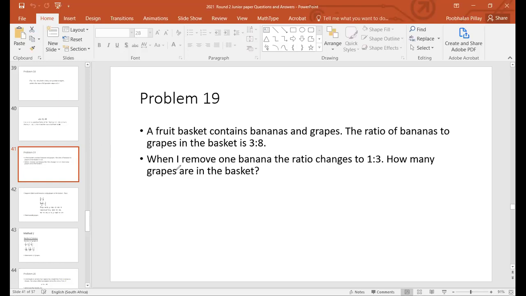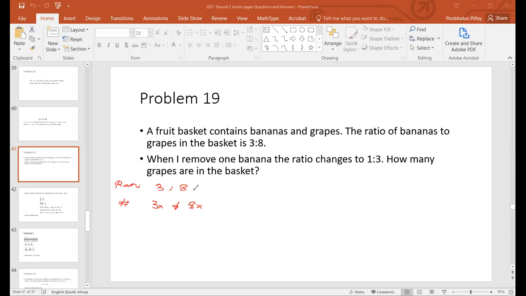So actually, when you say 3:8, the actual number, this is the ratio. The numbers will not be 3 and 8. It will be 3 times something and 8 times something. Agreed? But there's something that has to be the same.